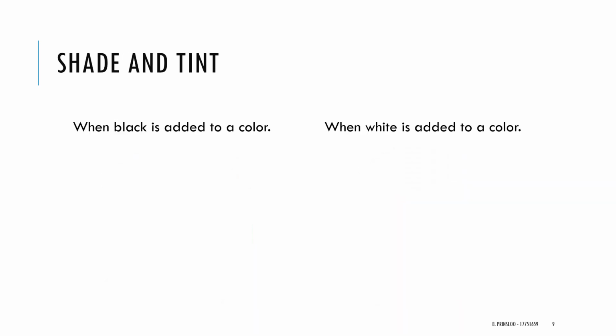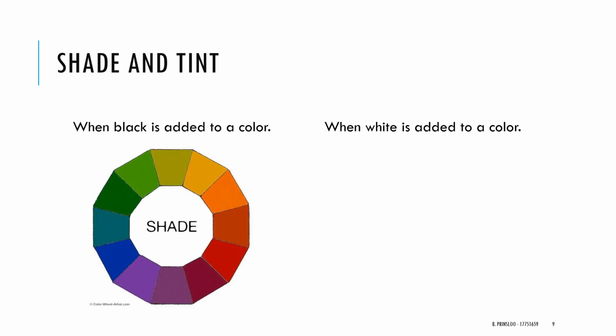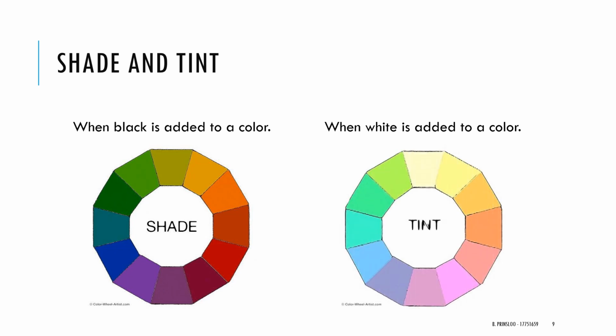Shade and tint. Shade is when black is added to a color. You can add black to any color and you will be left with shade. Tint. Tint is when white is added to a color. You can add white to any color and you will be left with tint.